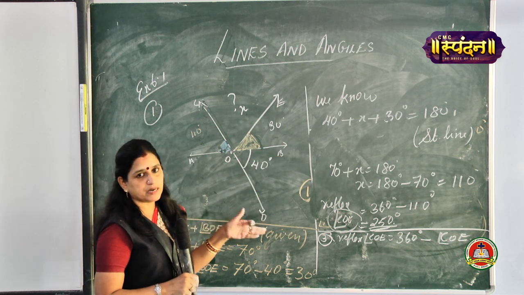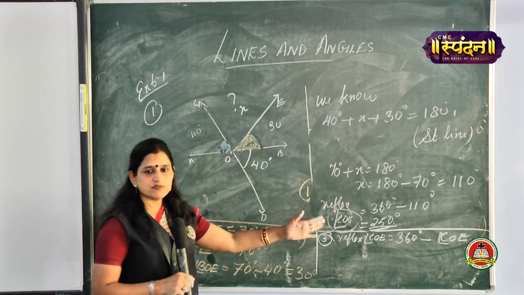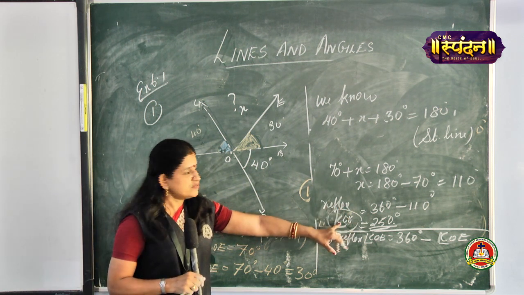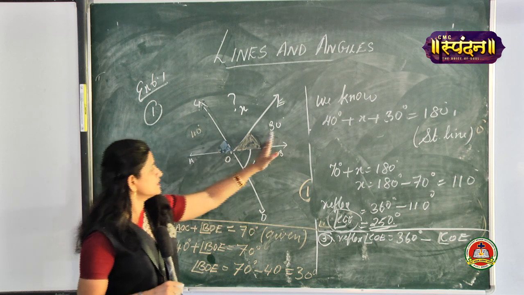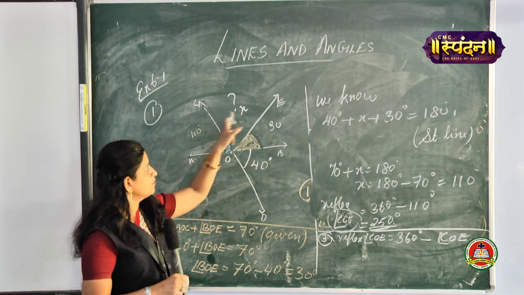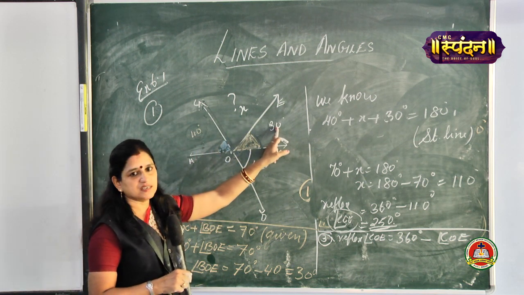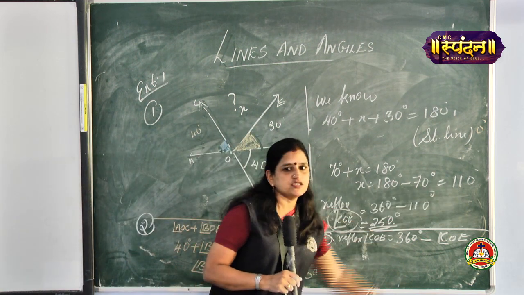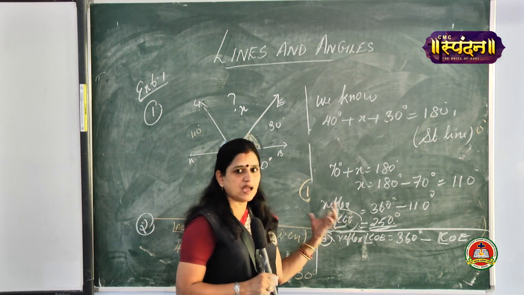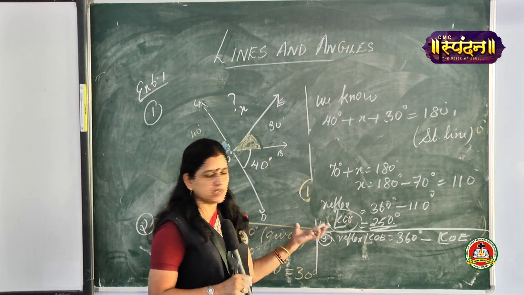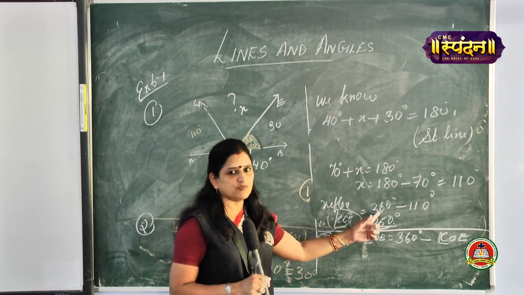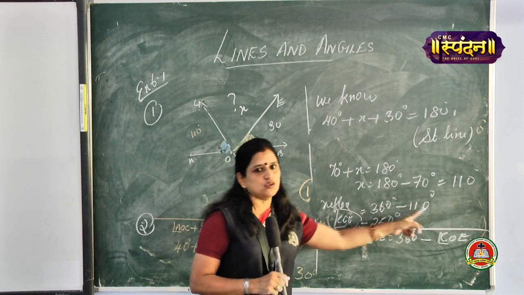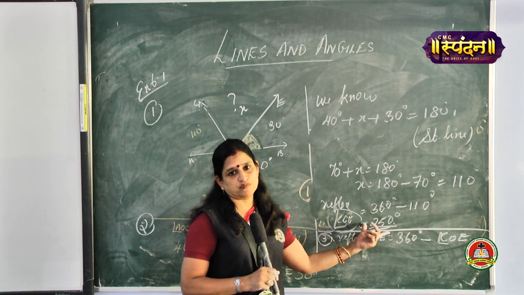Now coming to the third part, reflex of COE. For finding the reflex of COE, I should know what is COE. So for finding COE, I will be applying the straight line property. 40 plus x plus 30 is equal to 180 degree. Therefore, x is equal to 110. Now I know COE. I can easily find reflex of COE. Reflex means always subtract it from 360 degree. So 360 minus 110, which will be equal to 250 degree.